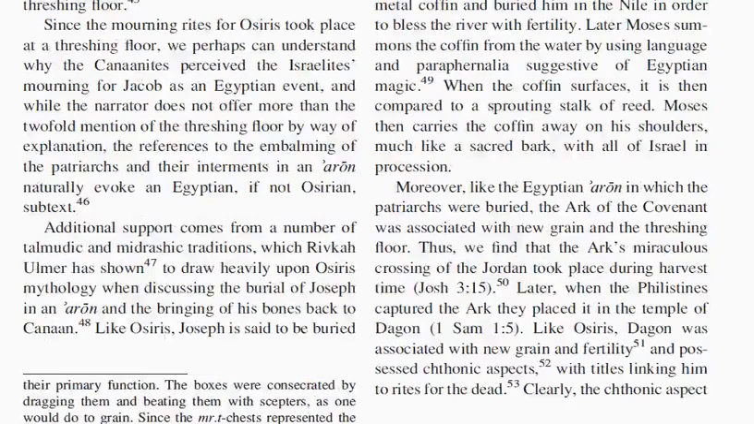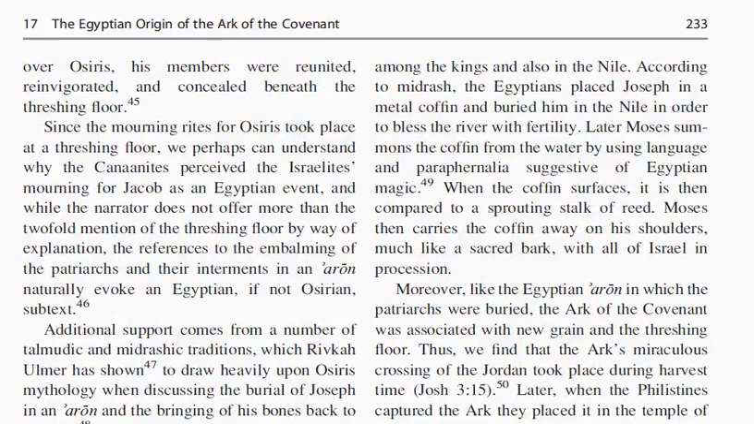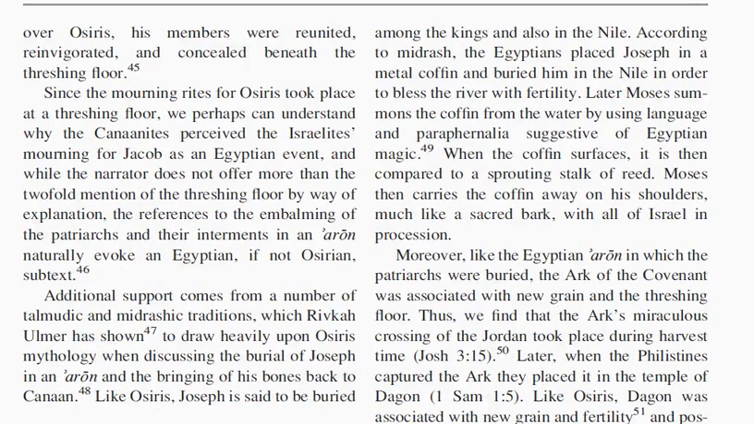Like Osiris, Joseph is said to be buried among the kings and also in the Nile. According to Midrash, the Egyptians placed Joseph in a metal coffin and buried him in the Nile in order to bless the river with fertility. Later, Moses summons the coffin from the water by using language and paraphernalia suggestive of Egyptian magic.